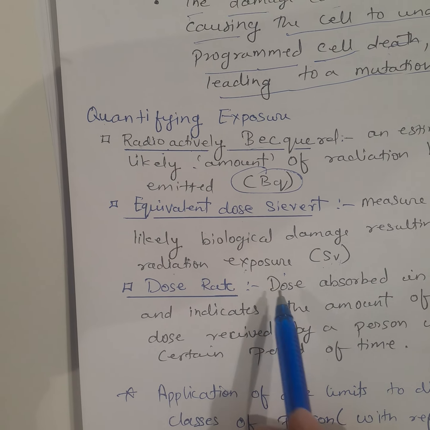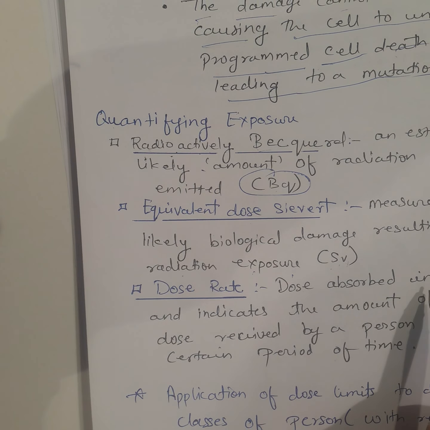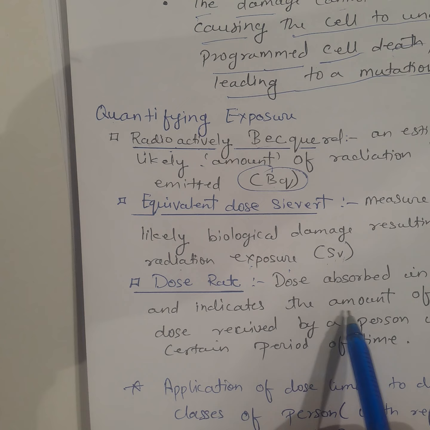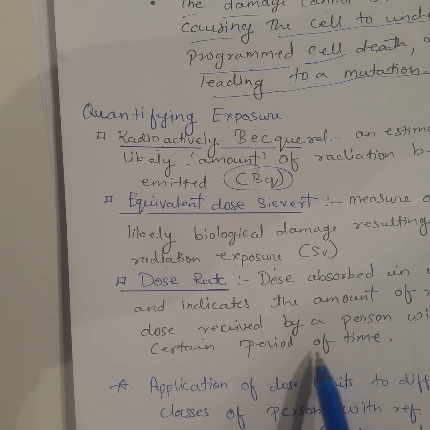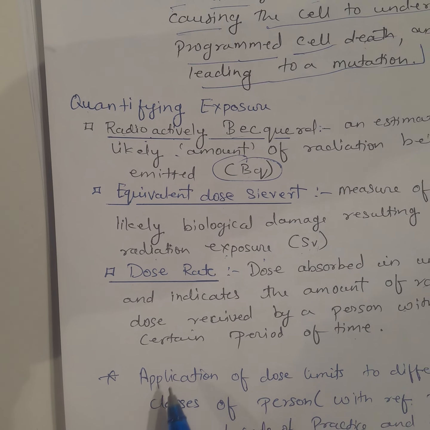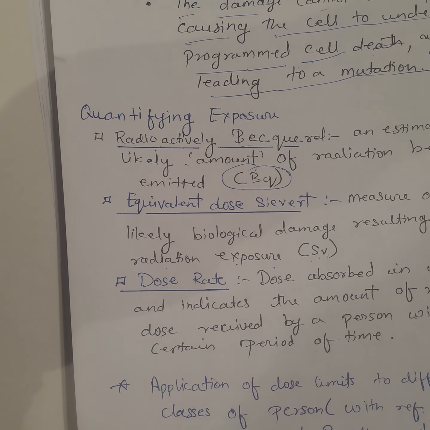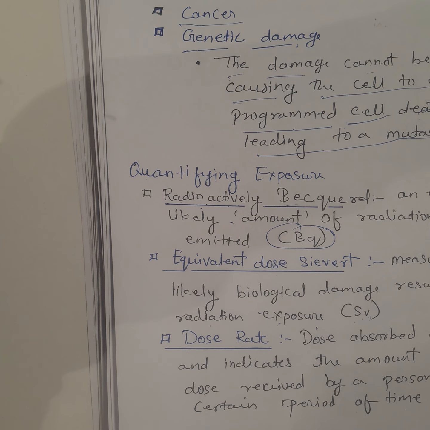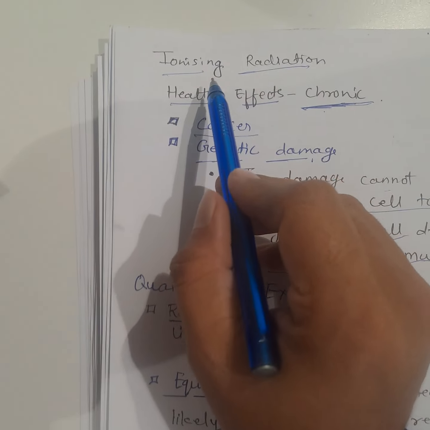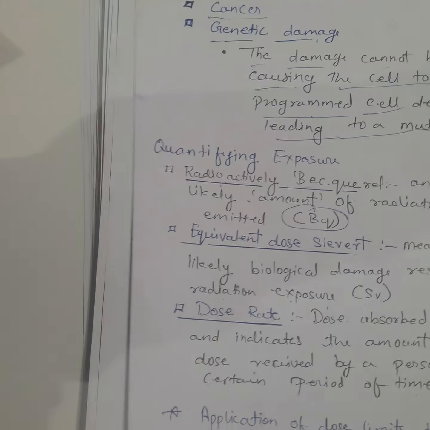So what is dose rate? Dose absorbed in unit time, which indicates the amount of radioactive dose received by a person within a certain period of time. This is known as dose rate. Application of dose limits is different for different classes of person. So these are all the ionizing radiation health effects.